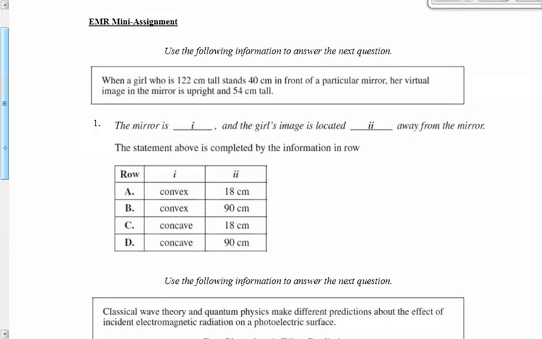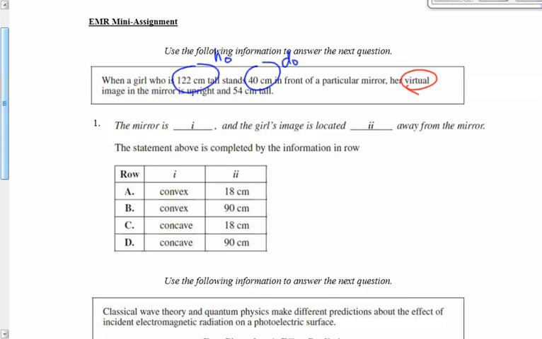A girl is 122 centimeters tall, that's HO. She stands 40 centimeters in front of a mirror. That's going to be DO. Her virtual image, I'm going to underline it, that tells me it's a negative DI, even though I don't know what the number is yet.